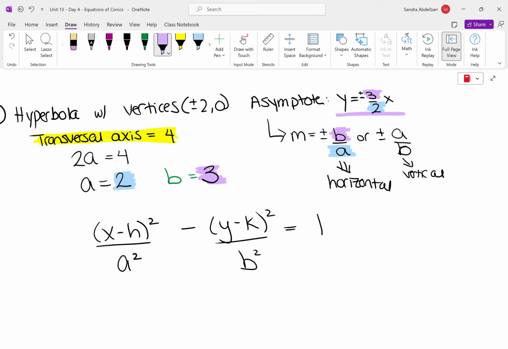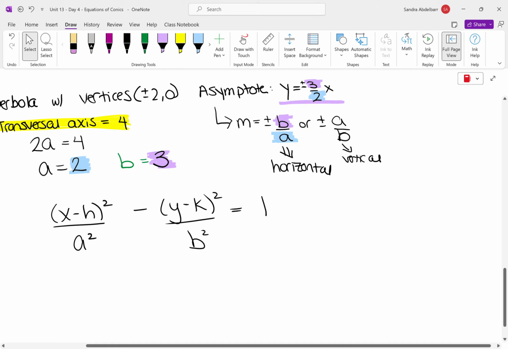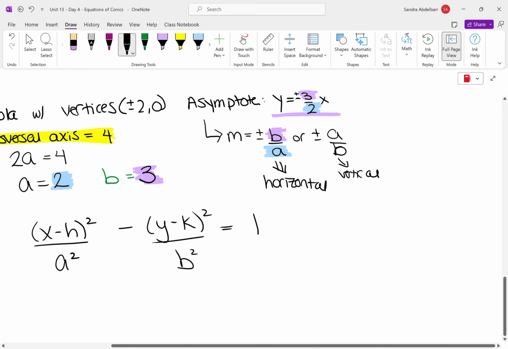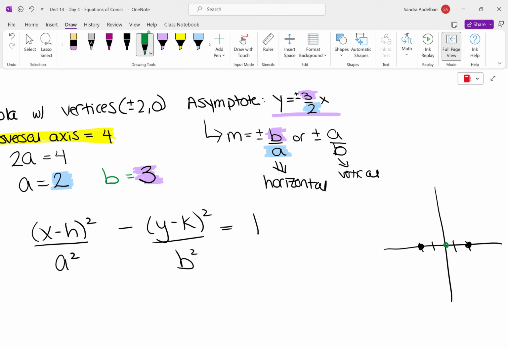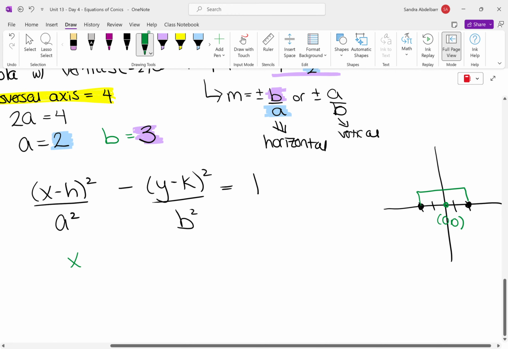All right, so we have our A, we have our B. Now all we need to do is find our center. What will help us find the center? Yeah, we can plot the vertices and find the midpoint. So here we have -2 and +2. And the center is going to be the midpoint between the two vertices. So we're at -2, +2. Our midpoint is the origin, which is 0, 0.